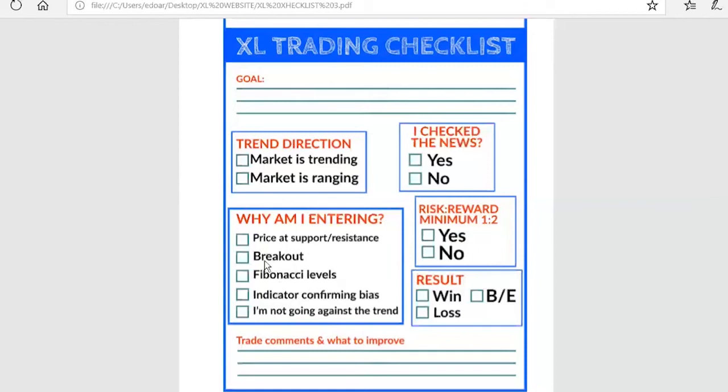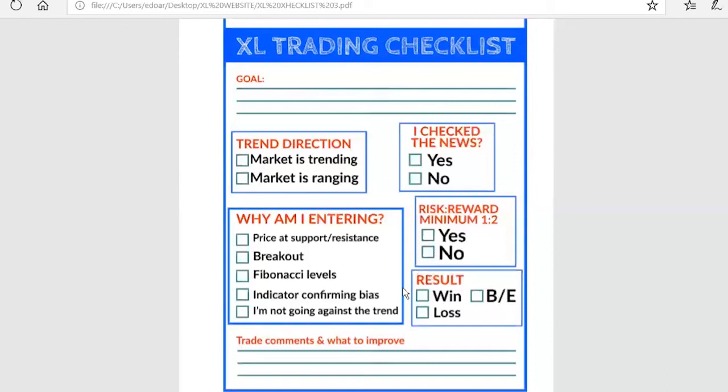In this case, it could be that price is at support and resistance, so you check. There are Fibonacci levels, for example, the 0.618 Fibonacci level that is at the same level as your support, let's say. So you actually check also the Fibonacci levels, and there is an indicator also confirming your bias. And of course, that you're not going against the trend. So in this case, you will have a lot of confluence and you can enter the trade. Remember that if you have only one check, you cannot enter the trade, but if you have more, then go ahead and enter the trade.